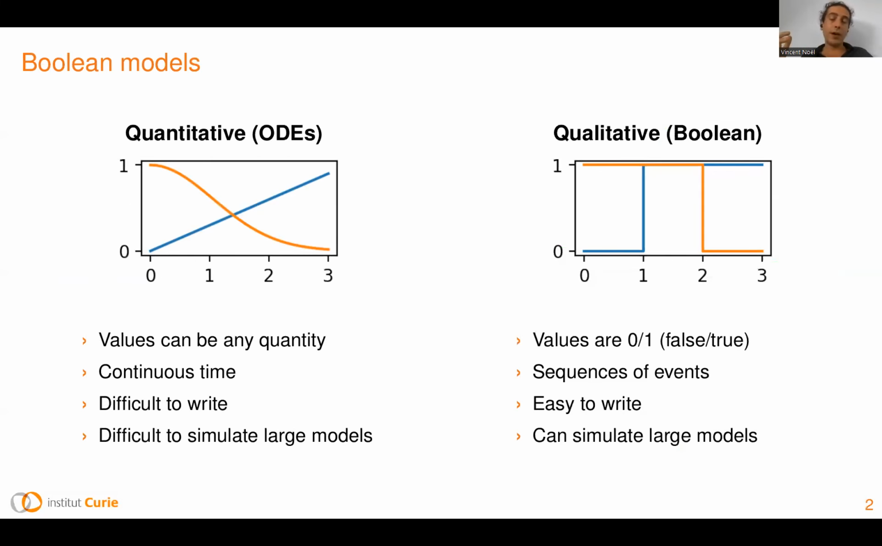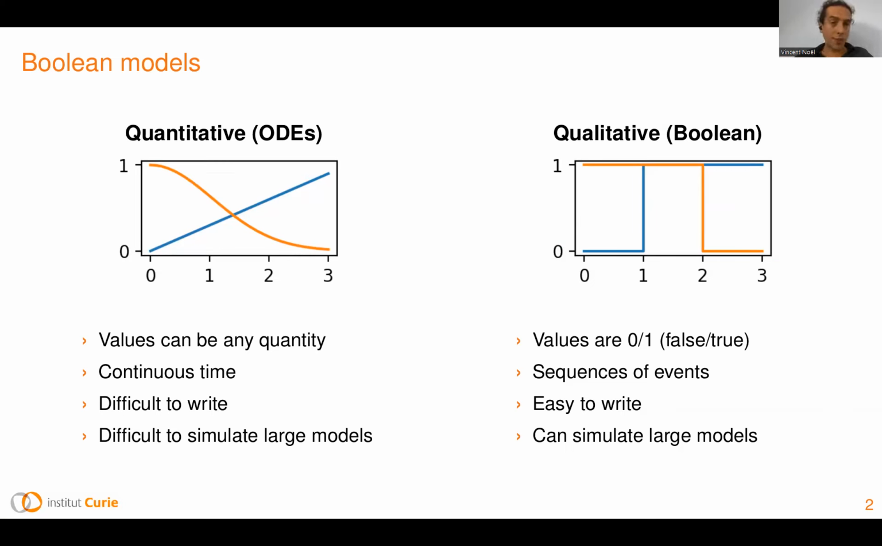First, there are mainly two big frameworks used to represent signaling pathways. The first one is quantitative. Usually, it's using ordinary differential equations. So the values of your variables inside your model can be any quantity. We are talking about real numbers. And it also uses continuous time, meaning that for any given time in your simulation, you can have an accurate value for either your quantity of proteins or concentration of proteins, whatever you're modeling.